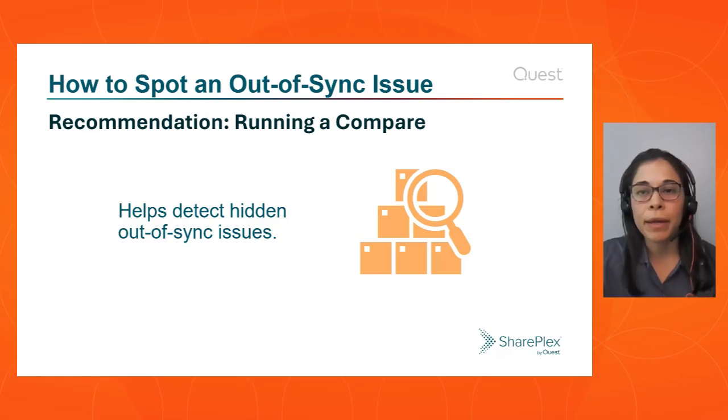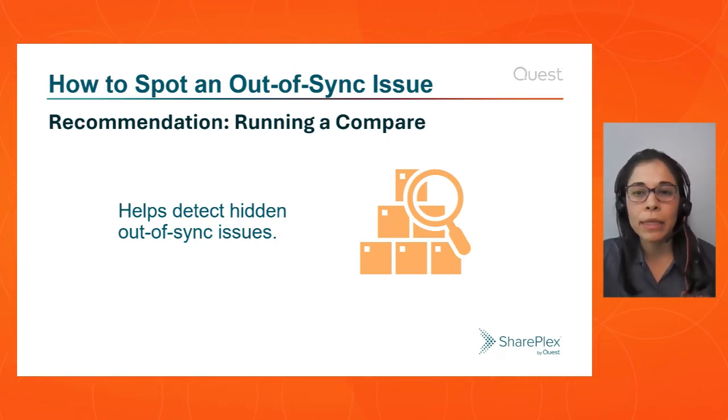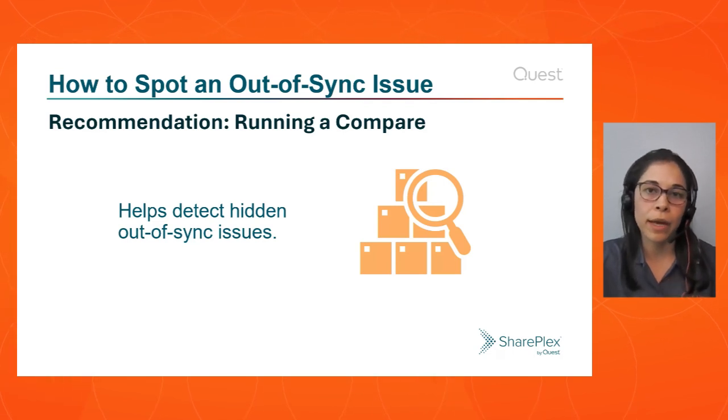Running a compare command can be very helpful if you suspect any hidden out-of-sync issues. SharePlex typically catches out-of-sync conditions during normal replication, but there are cases where discrepancies might remain undetected, as we have been seeing. So using the compare command in these situations can help you identify any hidden out-of-sync issues, allowing you to resolve them proactively and maintain data consistency between the source and the target database.